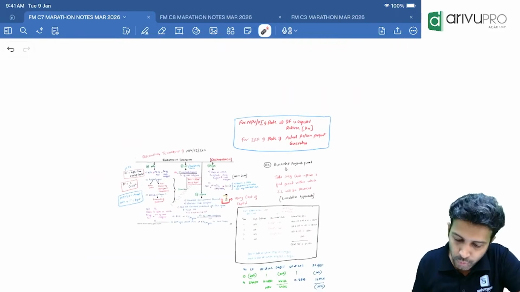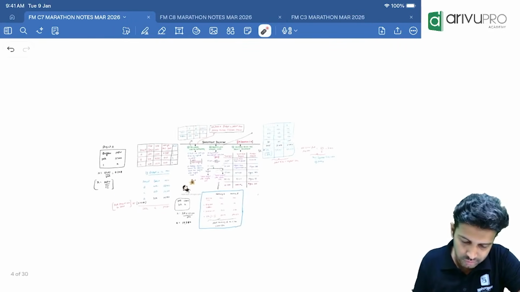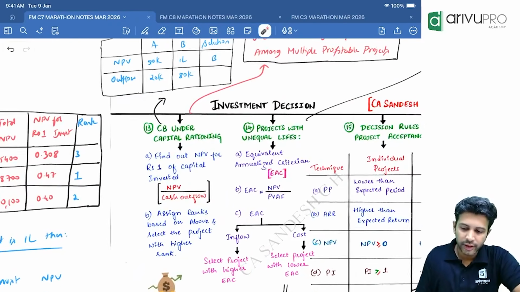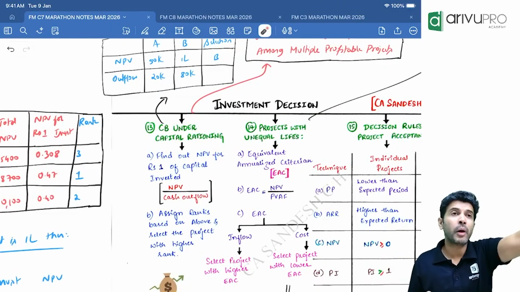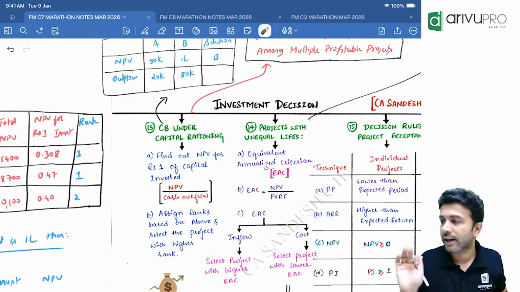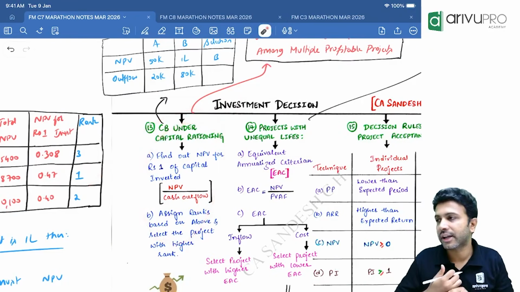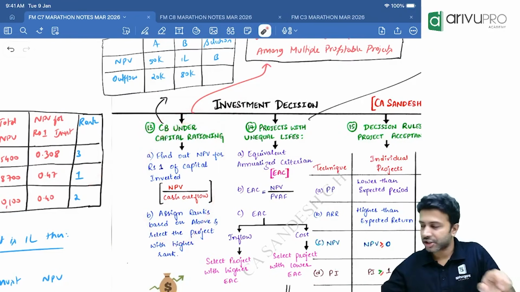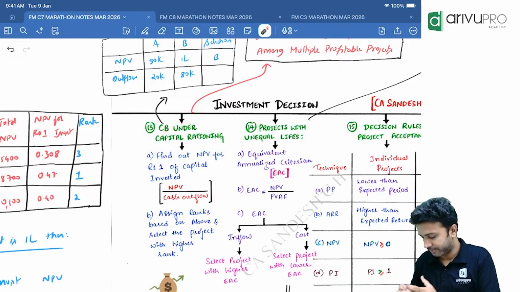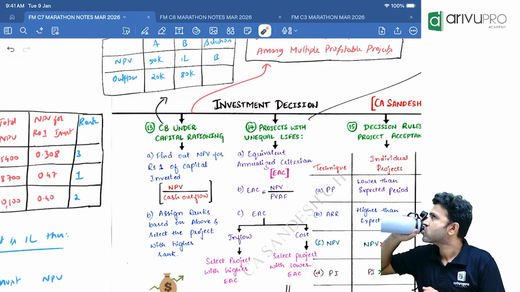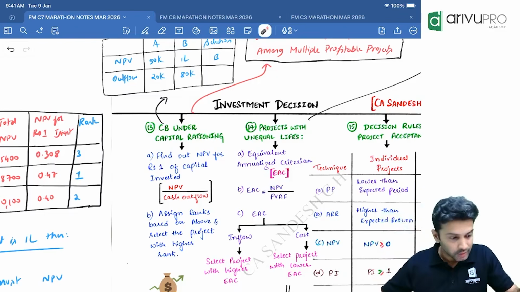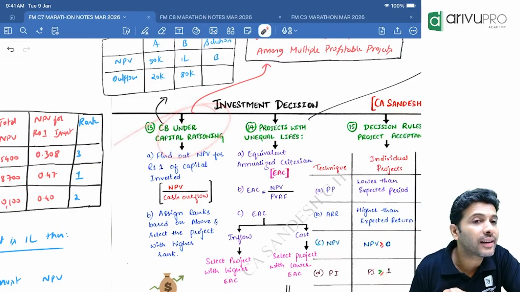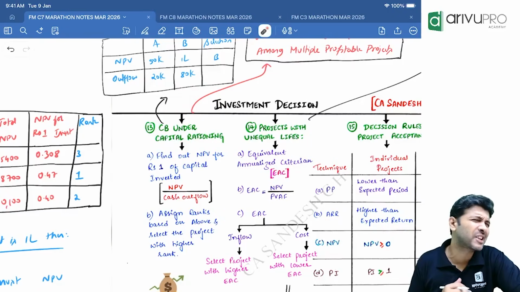Okay, we'll move forward to the next one. A few more aspects and then we are done. Or maybe one more. I'll come to that. Capital budgeting under capital rationing. Capital budgeting under capital rationing. These are some special cases.